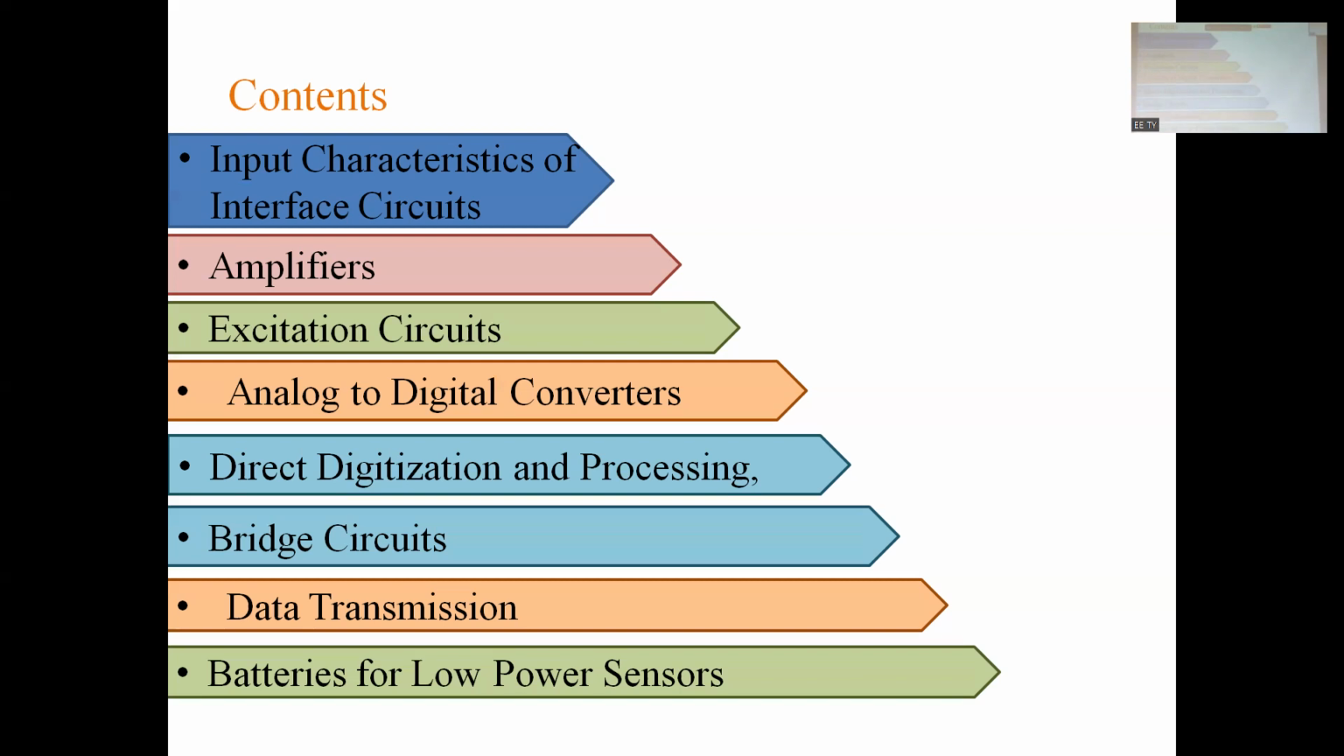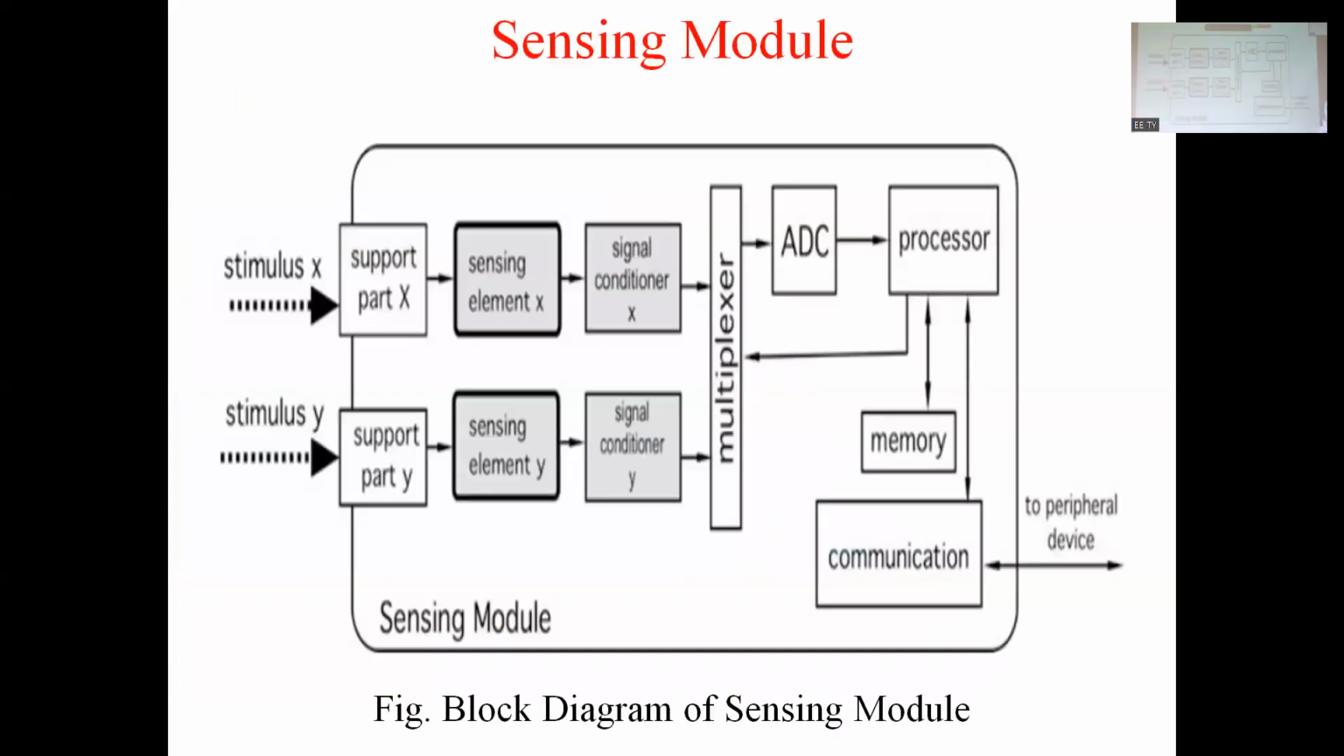Okay, so we will discuss each and every point in detail. First of all, we will understand the sensing model, how it can be sensed, and again all the unit content of this unit number 3, interface electronic circuitry.